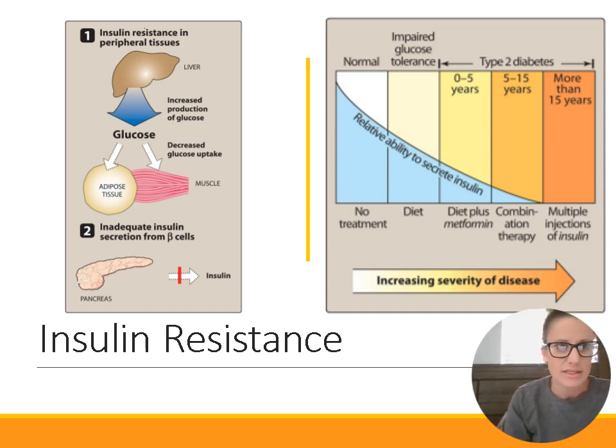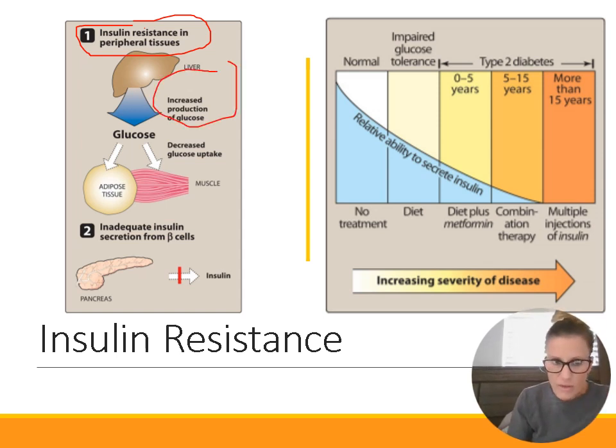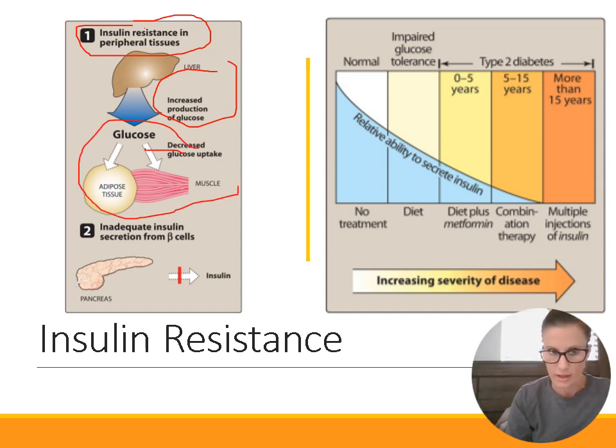So first, we start up top with number 1. We start with insulin resistance in our peripheral tissues. So we have insulin, but it's not working in our peripheral tissue. So our tissues are not able to move that glucose into the cells. So the body's response is, oh, my cells can't get glucose, let me make more glucose. So we have increased production of glucose from the liver, and that increases this hyperglycemia that we have.